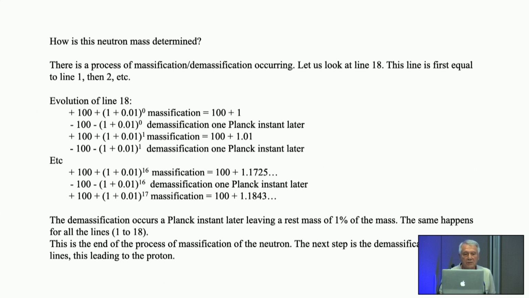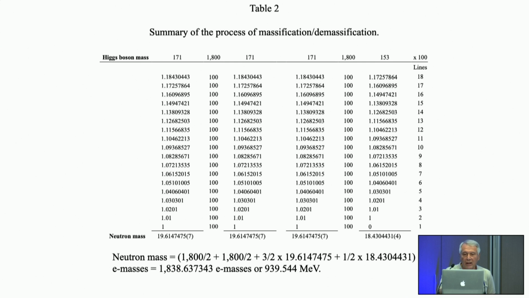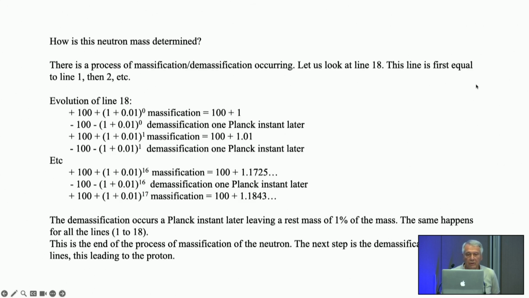So how is this neutron mass determined? There is first a process, I call it massification, demassification, actually loop quantum gravity. If we look at line 18, which is here, we can see the evolution like that. This line 18 was first the line 1, and then 2 and 3, etc. And the evolution is the following.